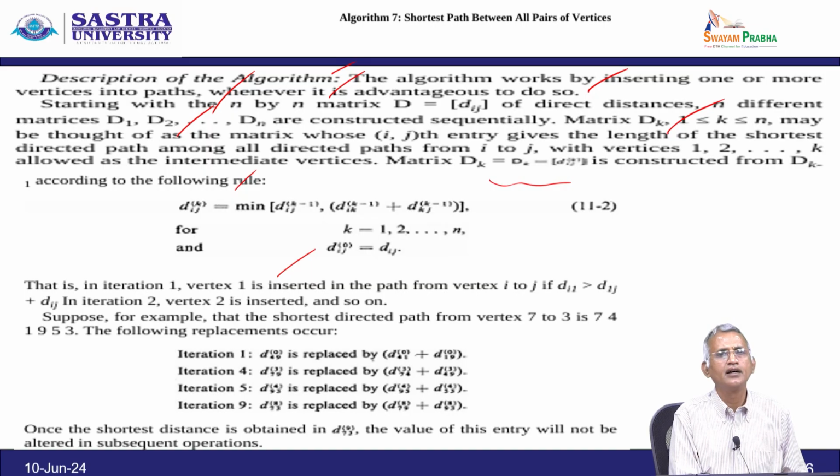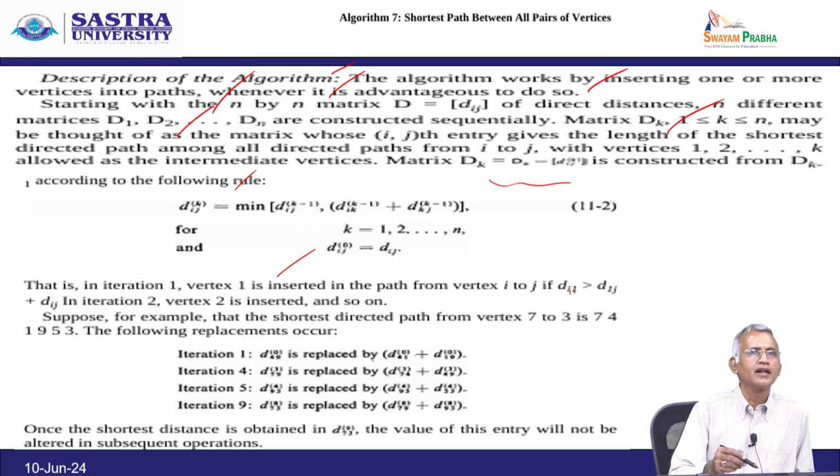if Dij is greater than Di1 plus D1j. In iteration 2, vertex 2 is inserted, and so on.